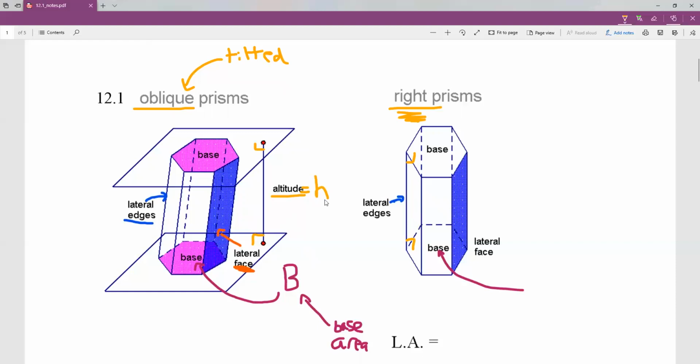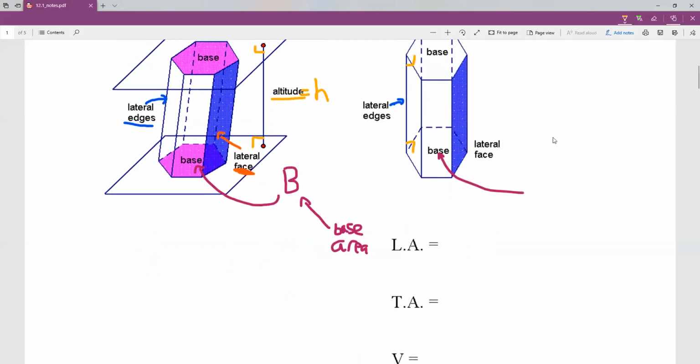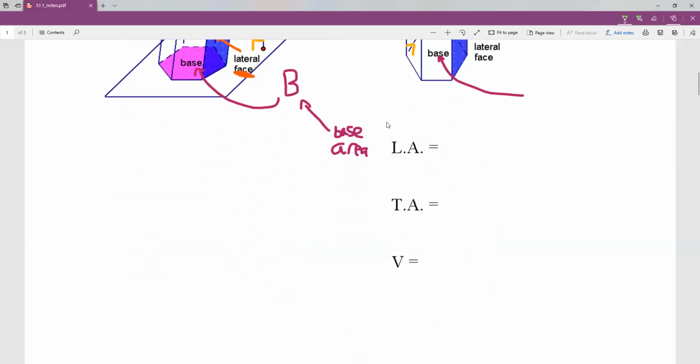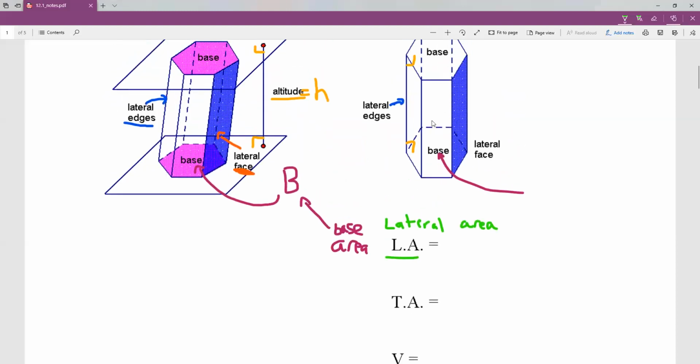Okay. So from this, we get a couple of different formulas. We're going to be asked for a couple of different things. So the first thing you might be asked for is the lateral area. That's what LA is. The lateral area is just the area of all the lateral faces.